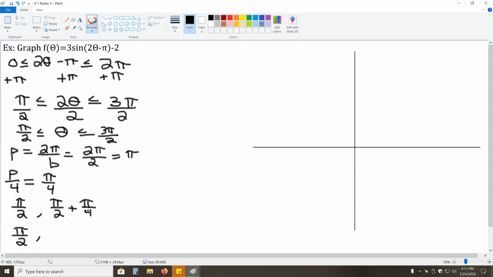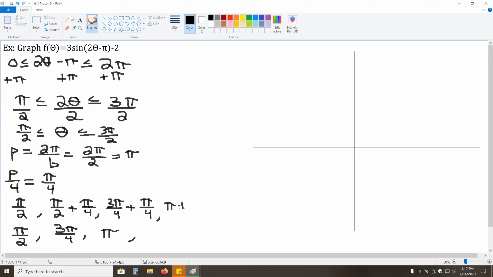Pi over 2 plus pi over 4, if you find a common denominator, would give you 2 pi over 4 plus pi over 4, which is 3 pi over 4. Now we take 3 pi over 4 where we just left off, and we add pi over 4 to that again. 3 pi over 4 plus pi over 4 is 4 pi over 4, which is just pi.